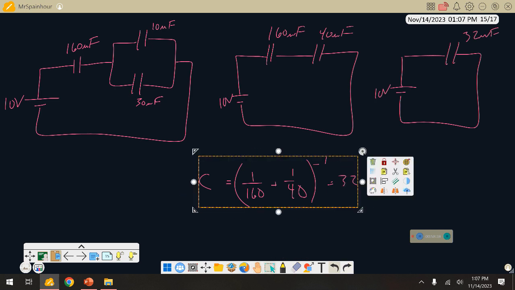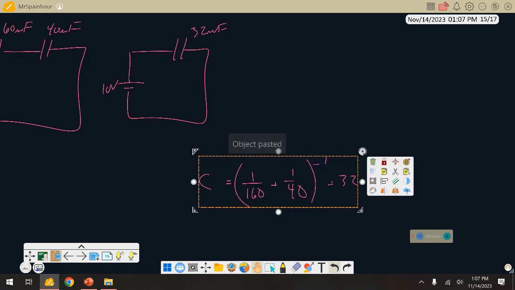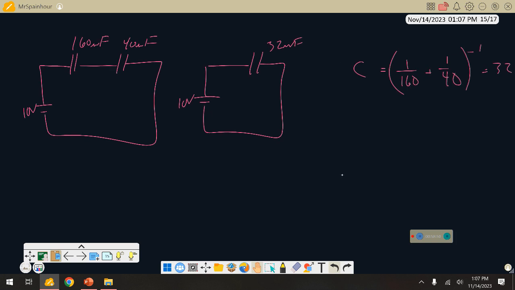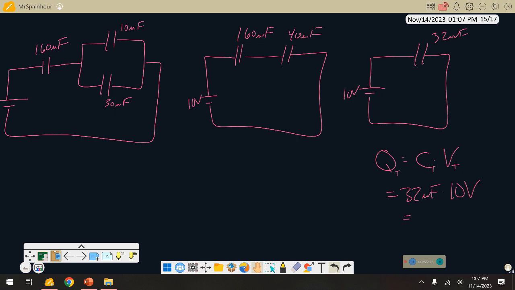All right, once you have the total, now you've got the total. What did we do once we had the total last time? First thing you're going to do is find the total charge. And you're going to do that with Q equals C times V. Total Q, total capacitance, total voltage. So capacitance is 32 microfarad, voltage is 10. How much charge is stored? 320 what? Nope. Microcoulombs, because of the micro there.